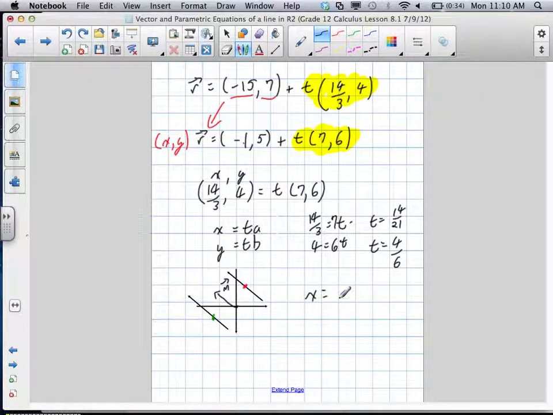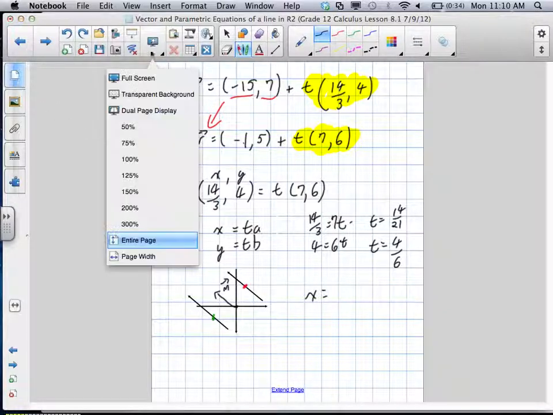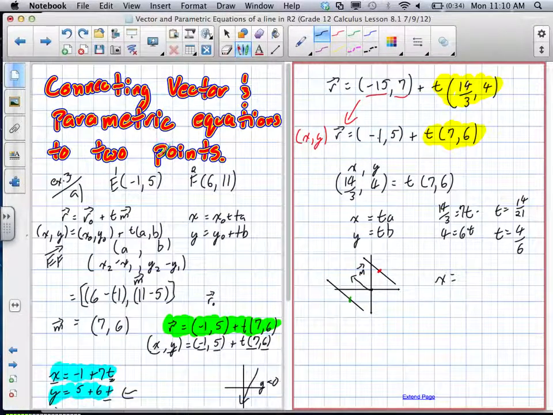Same place. Did I give us a different number for the equation? No, I think it's the same one. Sorry, let me bring up both of them so I can see. Okay, negative 1. Yeah, okay, it was good. And 7t. And y was equal to 5 plus 6t. Good.